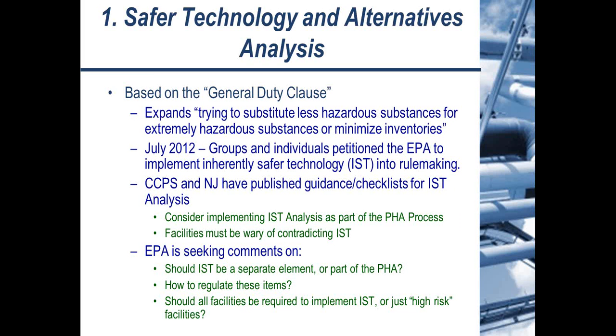And what they're seeking comments on is, should this be a separate element, or should they just go ahead and include this as part of the PHA? How should they regulate these items? Obviously, with something like IST, you're going to be running into a lot of gray area, and it's going to be very difficult to enforce some of the options. And should all facilities be required to look into IST, or just what they consider high-risk facilities, such as petroleum?